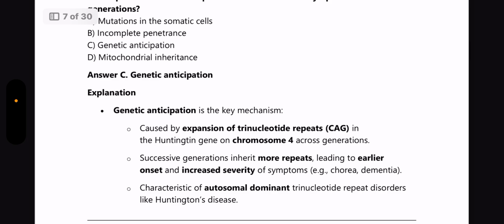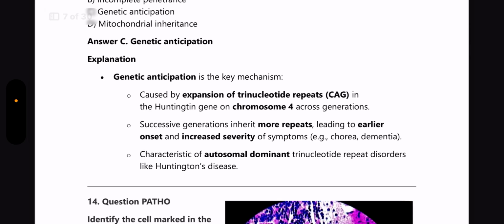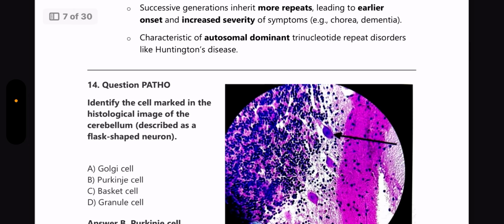So it is caused by expansion of the trinucleotide repeat CAG in the Huntington's gene on chromosome 4 across generations. Successive generations inherit more repeats, leading to earlier onset and increased severity of symptoms like the chorea and dementia, and this is characteristic of autosomal dominant trinucleotide repeat disorders like Huntington's chorea.